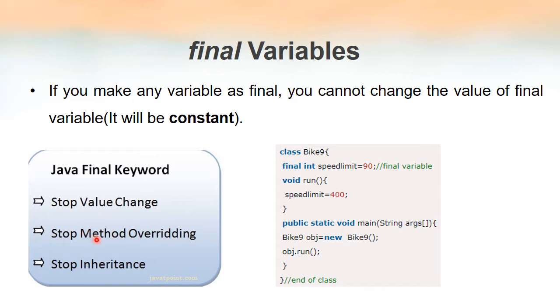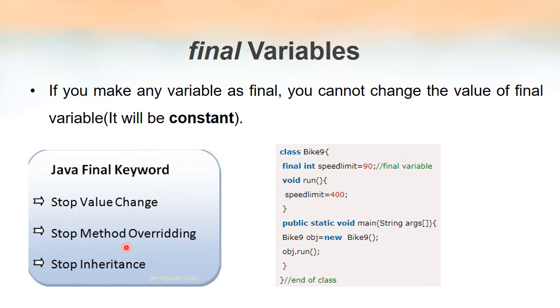The second usage of the final keyword is to stop method overriding. Method overloading we have discussed. Method overriding means if we have two classes, parent and child, and there exist methods with the same name in both parent and child class, that is known as method overriding. If you want to prevent that situation, we can declare the method as final. So if you declare a method as final, we can prevent method overriding. We will see what method overriding is in detail after we discuss inheritance.